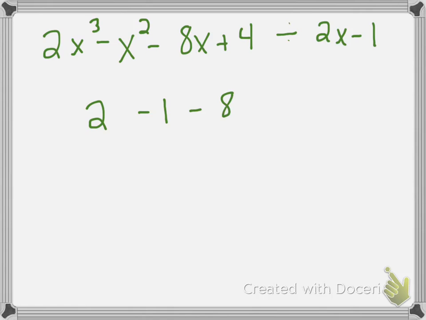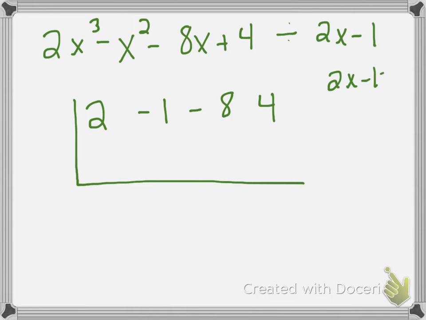Your answer should look like this. We start out by rewriting it with the coefficients like normal. Set 2x minus 1 equal to 0 so we can figure out what to put on the outside, and we're going to solve for x. So 2x equals 1, x equals 1/2. So on the outside of your synthetic bar, you can have 1/2 or you can have 0.5.